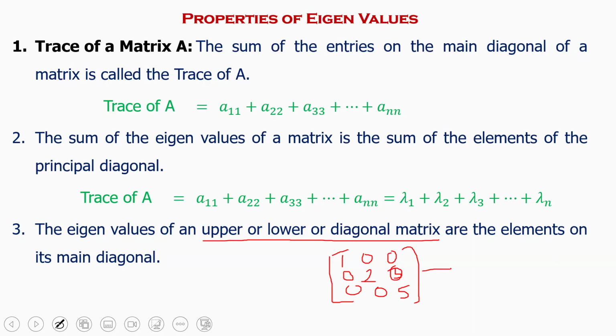So if you want to find the eigenvalues of this diagonal matrix, the diagonal elements 1, 2, and 5 are the eigenvalues. Similarly, if we take a diagonal matrix, an upper triangular matrix, or a lower triangular matrix, in all these three cases the diagonal elements are the eigenvalues of the given matrix.